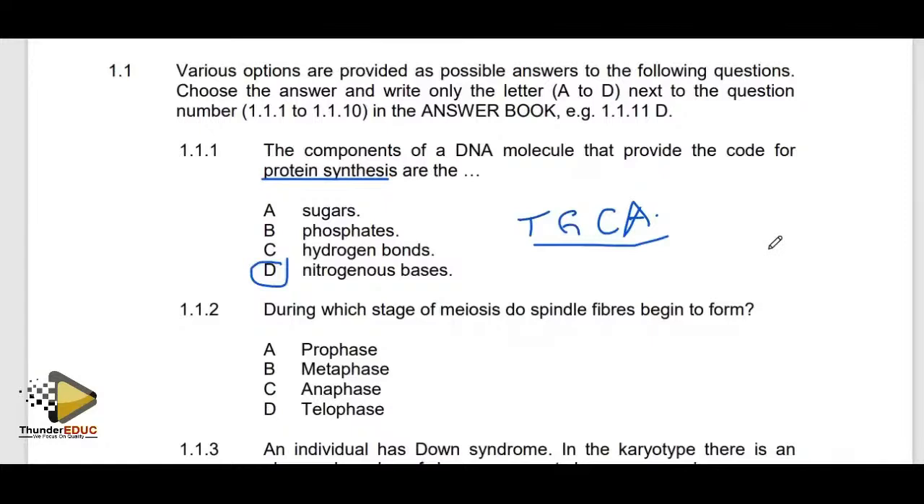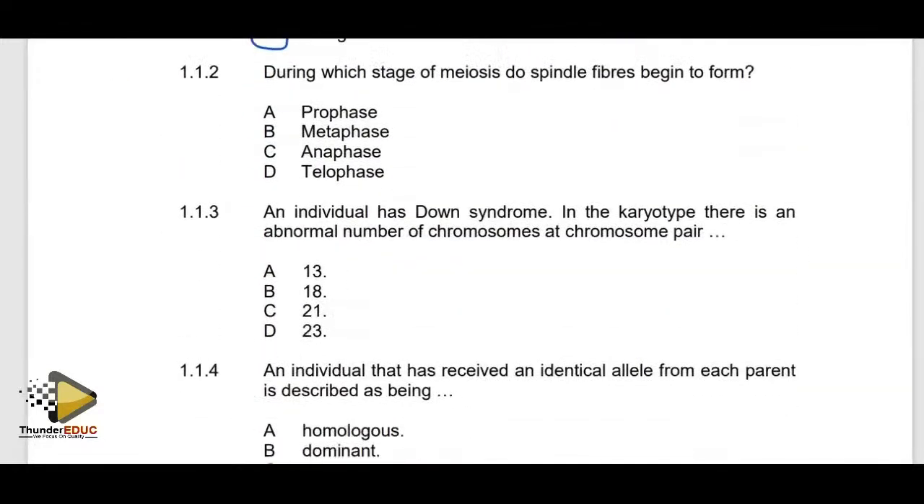Then 1.1.2, during which stage of meiosis do spindle fibers begin to form? So the spindle fibers always begin to form under the preparation phase, which we call the prophase. So it means that the answer is going to be A. I'll explain more when we go to other sections.